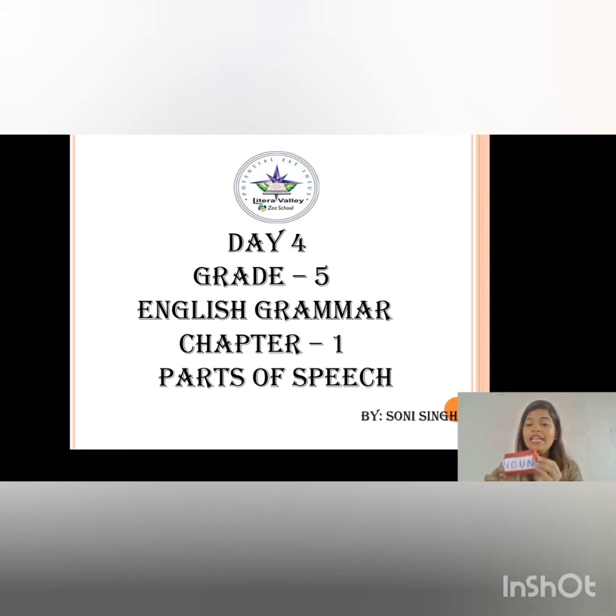I have made 8 boxes like this. You can see the boxes: noun, another of pronoun, and similarly adverb, adjective, preposition, conjunction. So now I'll just keep these boxes in front of me, and I will be segregating this set into different parts of speech. The sentence written here is: the old tired man was waiting for his son under the tree.